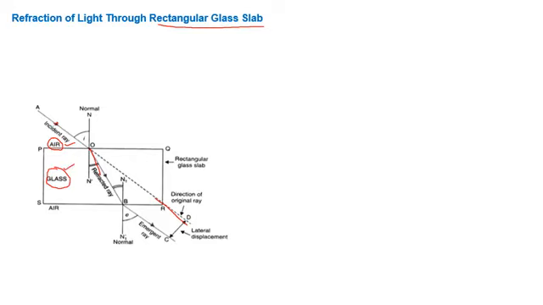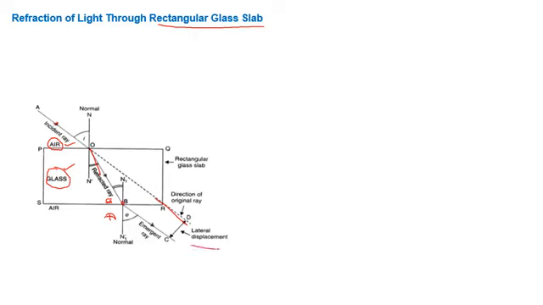As the incident ray has shifted towards the normal, again we can see there is a point B where refraction is taking place again. Why? Because again there is a change in the medium. Now the light is moving from the glass, which is optically denser, towards the rarer medium, which is air, and we can see the light has moved away from the normal, right? As a result, there is a lateral displacement.